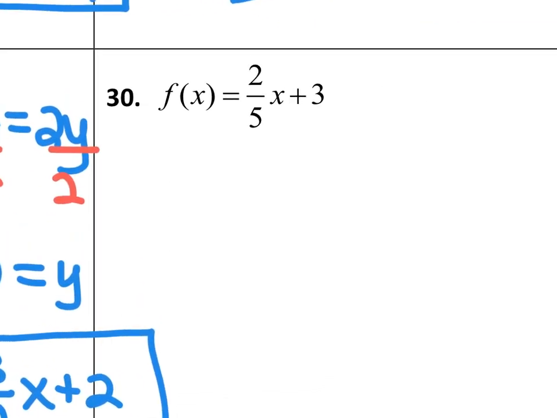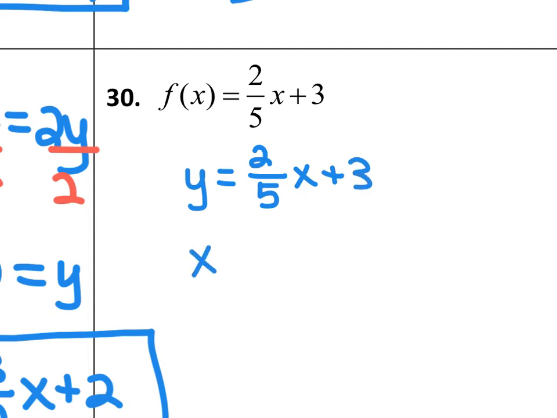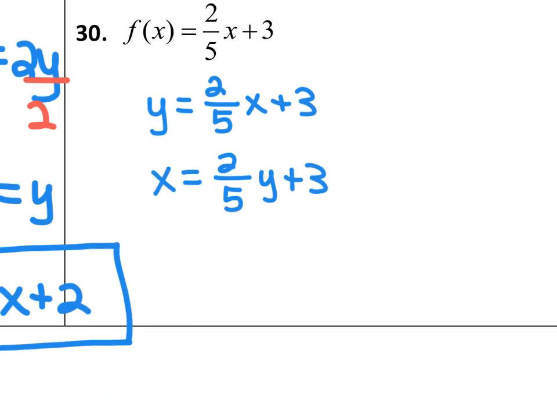Number 30, y equals 2/5 x plus 3. Exchange your x and y. X equals 2/5 y plus 3. I'm going to subtract 3 from both sides. X minus 3 equals 2/5 y.